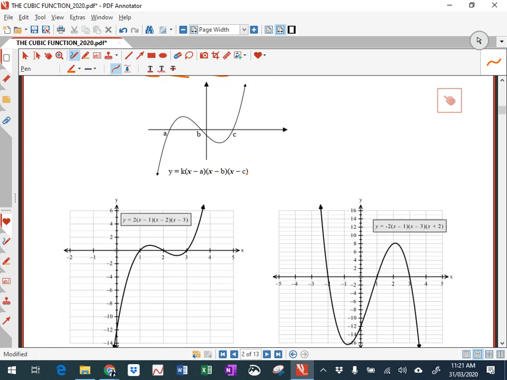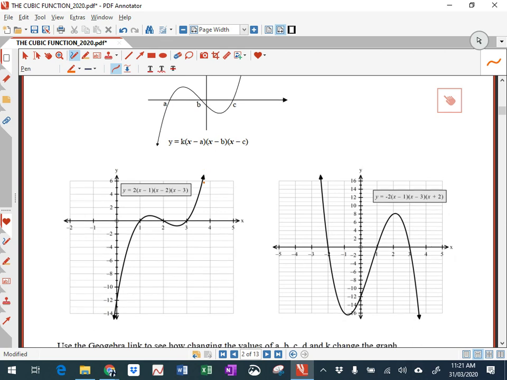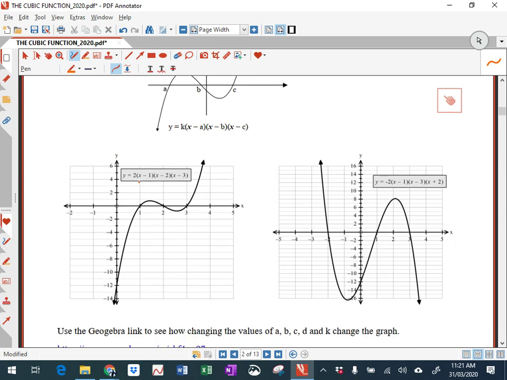Okay, here are some examples. So look at this one. This is 2 bracket x minus 1, x minus 2, x minus 3. Right, and notice that the x-intercepts are at x equals 1, x equals 2, and x equals 3, because these x values will make this expression 0. Okay, put x equals 1 in there, what do you get? 1 minus 1 is 0. 1 minus 2 is minus 1, 1 minus 3 is minus 2, but because you've got a 0 in the first bracket, the whole expression is 0.